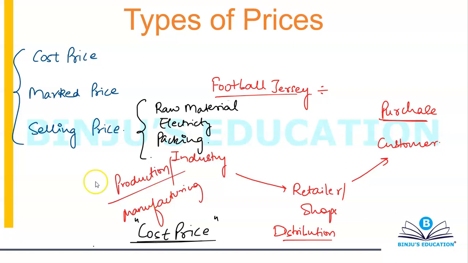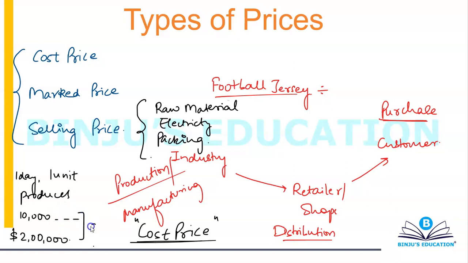So let's suppose, for example, in one day, one unit produces, let's suppose, 10,000 football jerseys, and the total cost incurred for one day, let's suppose it was 2 lakh dollars. So you can say that one jersey cost about $20. One jersey costed about $20. This is basically what it means.